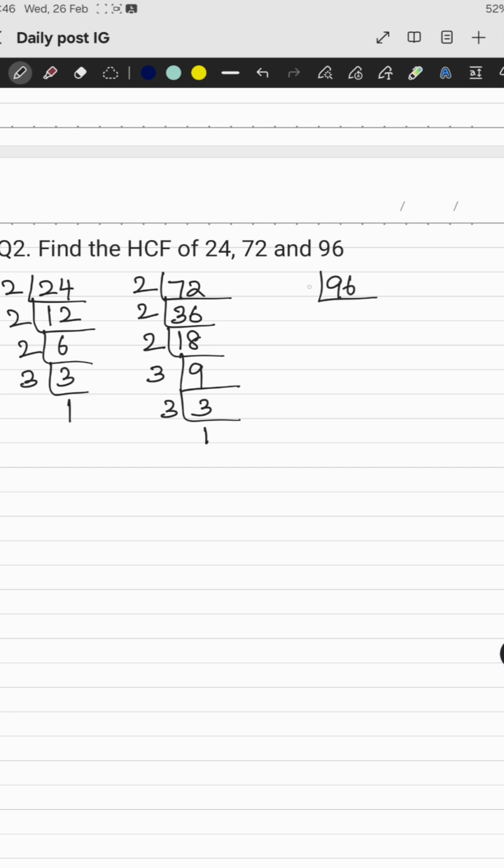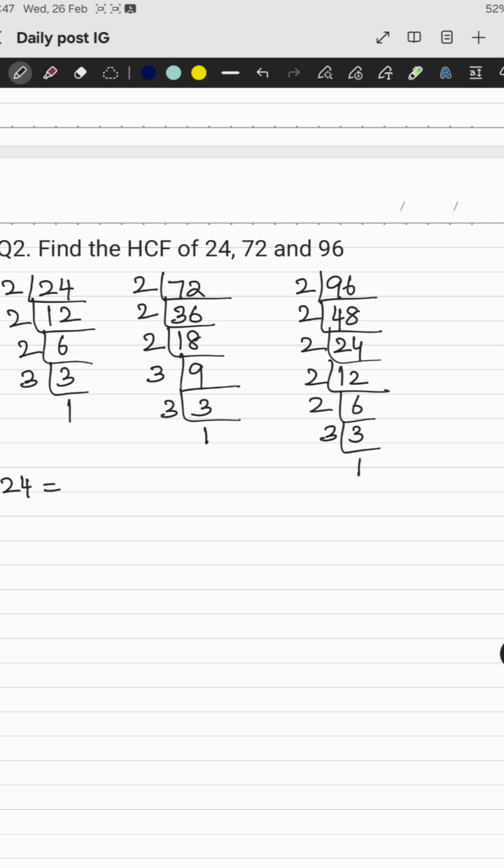Go for 96. Again, start with the smallest prime number. 2 48s are 96, 2 24s are 48. Again, 2 12s are 24, 2 6s are 12, 2 3s are 6, and 3 1s are 3. Now let's write it.